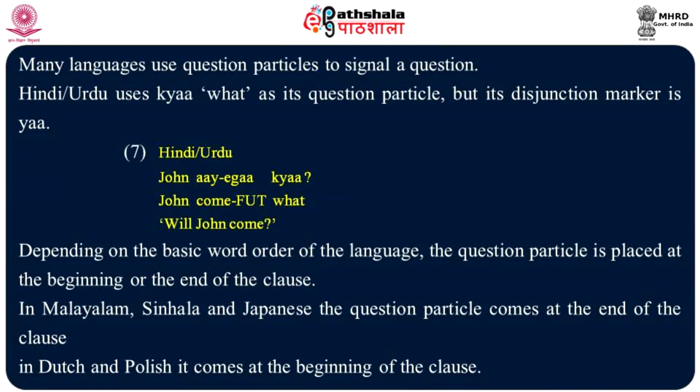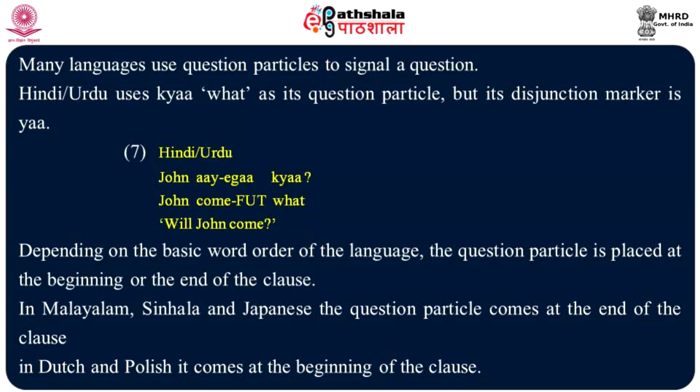When the disjunction marker is used to make a yes-no question, it's functioning as a question particle, that is, as an element that signals a question. Many languages use question particles to signal a question. The question particle need not always be the same as the disjunction marker of the language. For example, Hindi Urdu uses kya, meaning what, as its question particle, but its disjunction marker is ya. John aayega kya? Will John come?